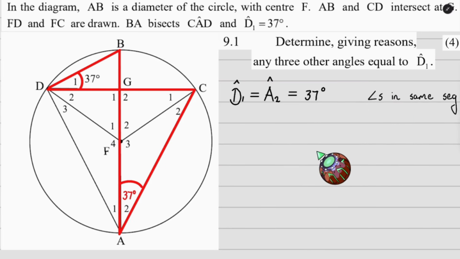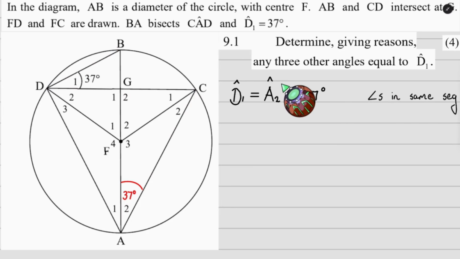And we simply just write that up like this. We show the two angles we recognize are equal due to angles in the same segment, and then we state their size. Okay, on to the next one. Now this is where this piece of information becomes very important. The line BA is going to cut angle CAD perfectly in half.